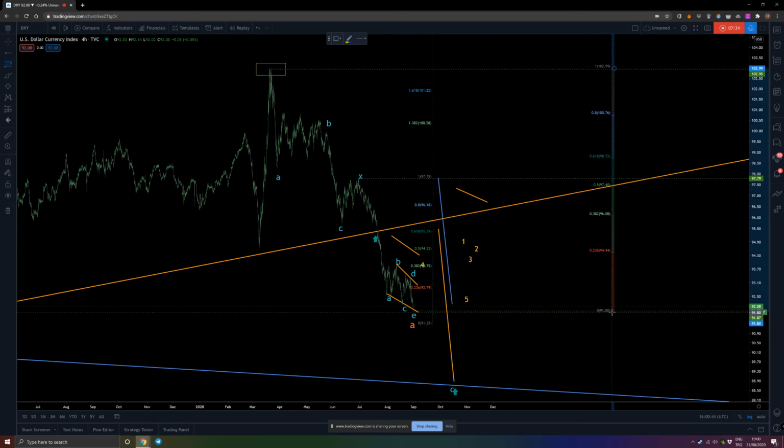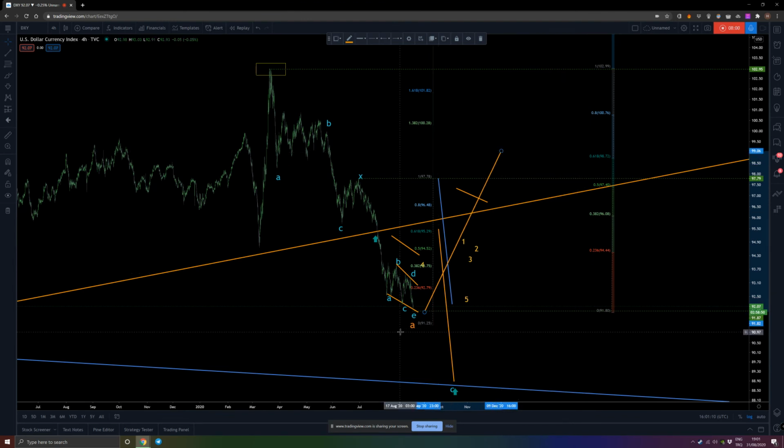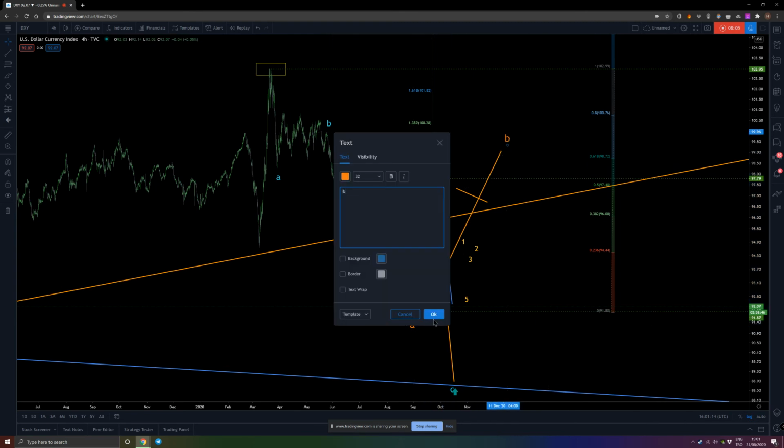Now, in that case, we have to go to 618. Now, I would like to see, if this is the case, a move that first comes and retests this trend line. Even if parts of it can go more, maybe it can go even up to here, and then make a C wave. That is another option as well.